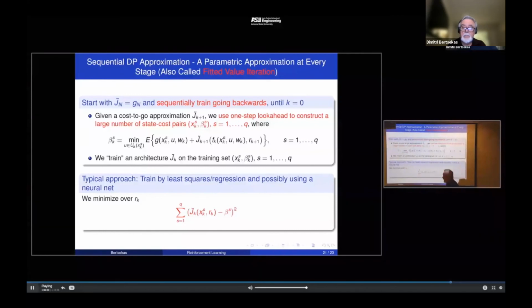It's a lot of computation. A lot of computation. Why? I mean, you train neural nets for every state. Yeah, I may have 100,000 states here. And that means that for each one of those, I have to form this expectation, which may be a substantial computation. And moreover, I have to minimize overall controls.